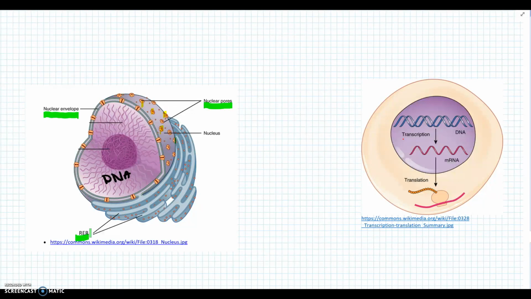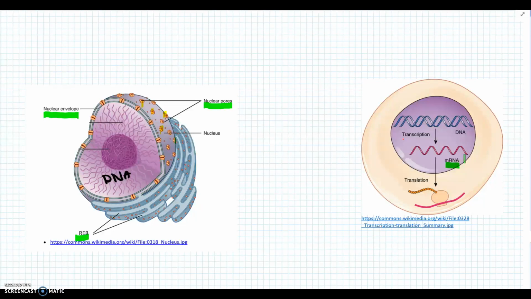So the cell makes a copy of the DNA in the form of another nucleic acid called RNA. The process of making a copy is called transcription, and the specific RNA that is made that has the code for making proteins is called mRNA. The M stands for messenger. This is a messenger RNA.